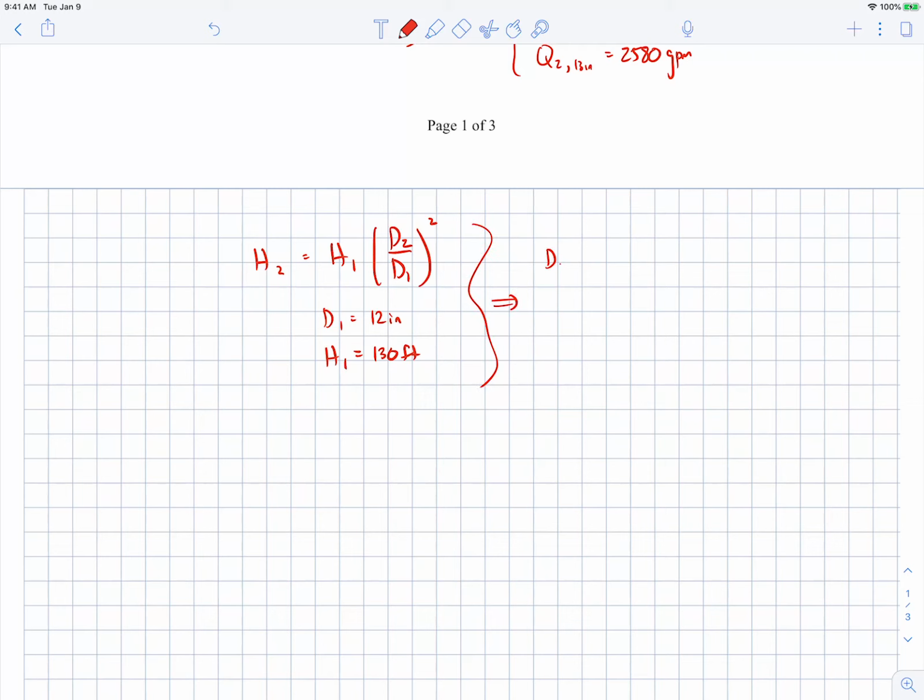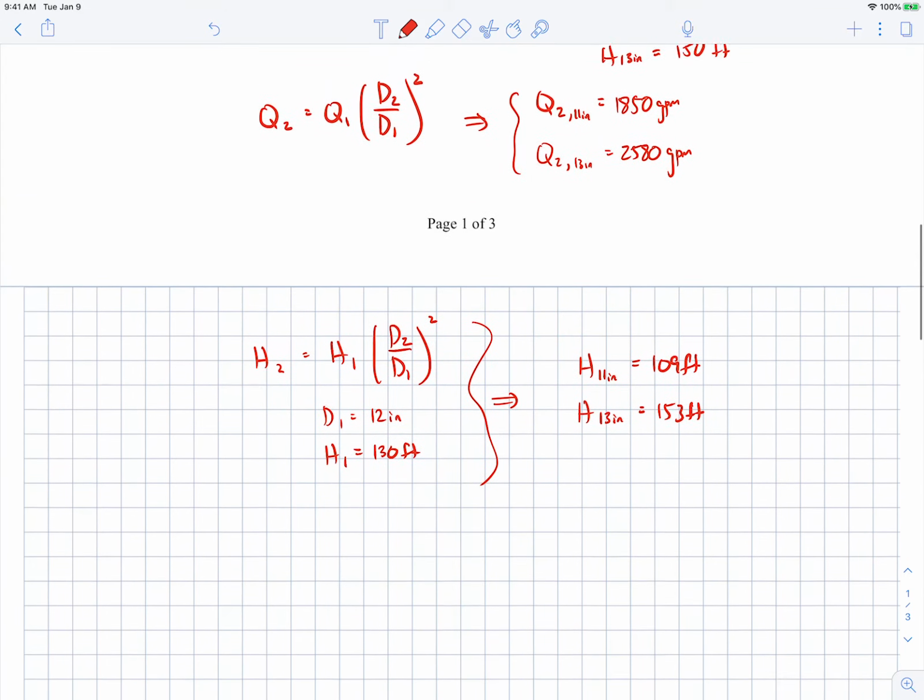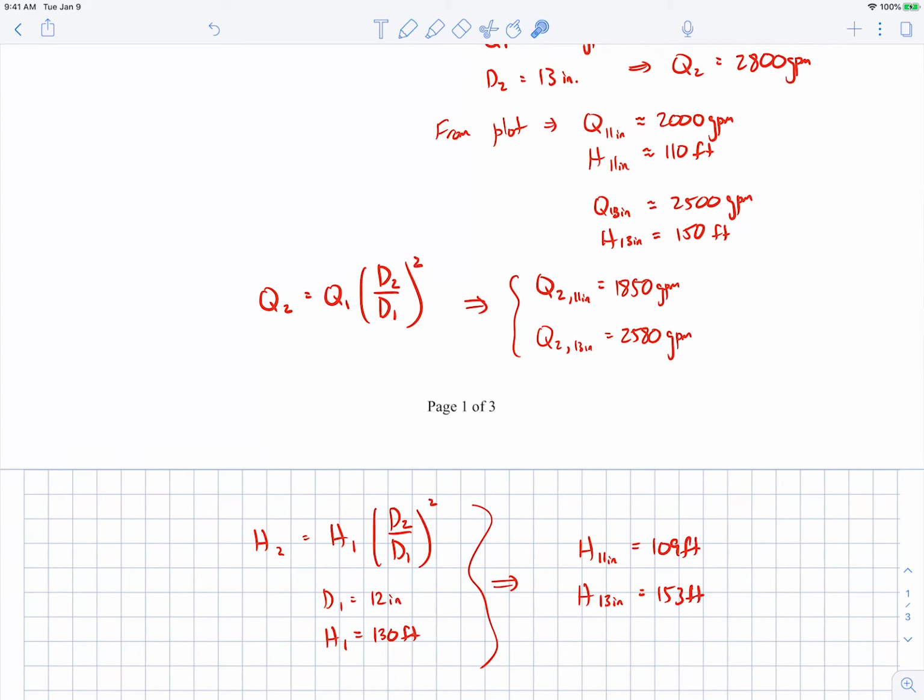Then for the 11-inch impeller, oops, let me change my notation here. The head rise for the 11-inch impeller would come out to be 109 feet, and the head rise for the 13-inch impeller would come out to be 153 feet. And let's compare that to what you get from the plot. From the plot, we said the head rise for the 11-inch was actually 110 feet, so we're super close on that. And then for the 13-inch impeller from the plot, it was 150 feet. And again, we're super close on that.